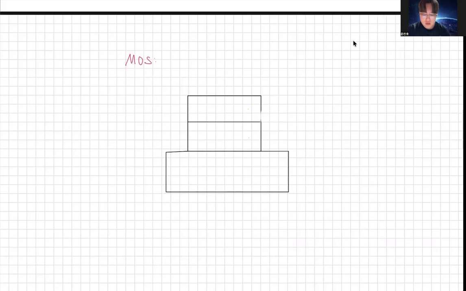Now we're going to learn about the MOSFET. First, we have to know about the MOS structure. The MOS structure consists of three layers. First is the metal, second is oxide, and third is semiconductor.